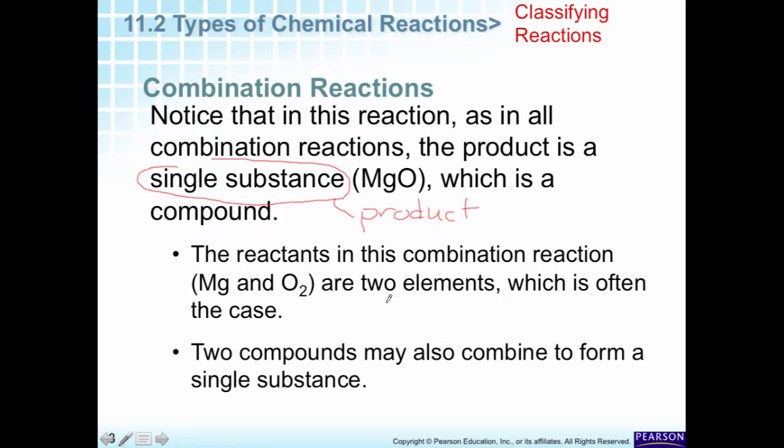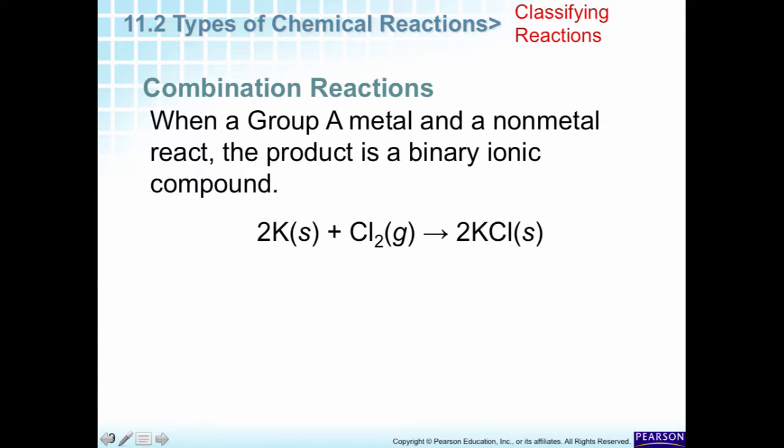In this case we had two elements, which is very common because that's how you make compounds. Sometimes you start with two elements, but it could also be two compounds, or a compound and an element maybe. Here's another situation where we have a metal and a nonmetal making an ionic compound. Again, both are elements. We have a monatomic element and a diatomic element forming KCl. Notice it's balanced again.